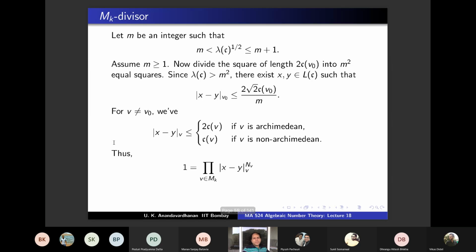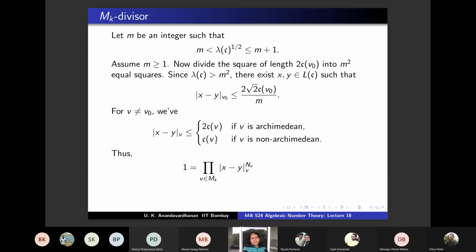Therefore, if you take the product of mod x minus y at v, to the power nv, over all v, on the one hand this product is equal to 1, right? Because x minus y belongs to k. And Artin-Whaples' product formula says that if you have any alpha in k, then the product over v of mod alpha v to the power nv is equal to 1. This you know. On the other hand, because of all these inequalities, when you take the product, what do you get? You are getting this times twice CV times CV as v varies.